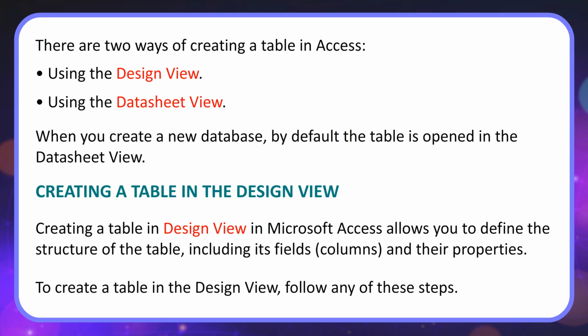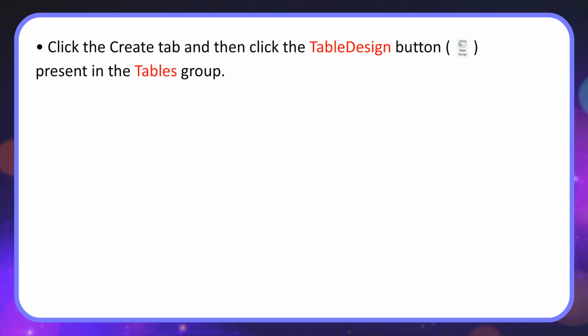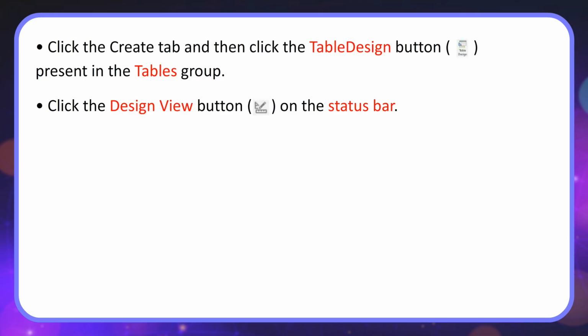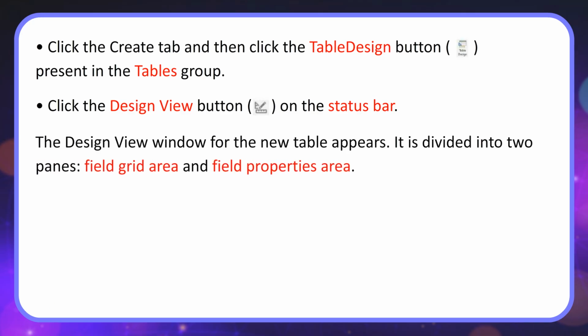To create a table in the Design view, follow any of these steps. Click the Create tab and then click the Table Design button present in the Tables group. Click the Design View button on the status bar. The Design View window for the new table appears. It is divided into two panes, Field Grid area and Field Properties area.